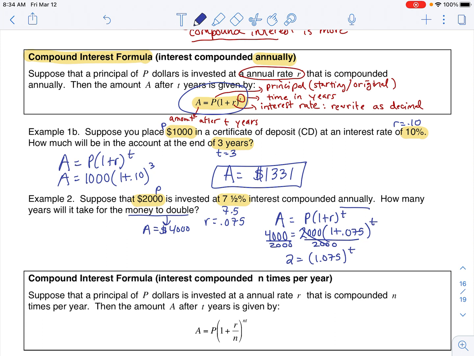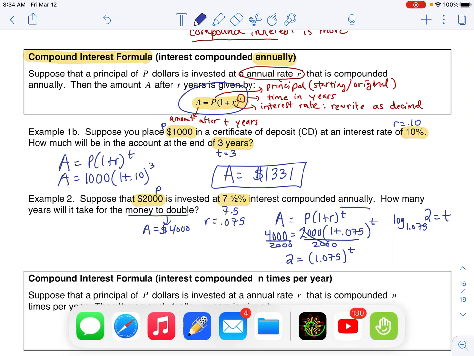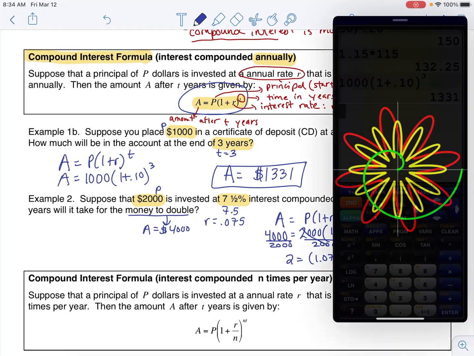So now I would just use a log, right? I would rewrite this exponential equation in order to get your variable out of the exponent. You're going to switch from exponential form to log form. So I'm going to rewrite this as a log. So this is now going to become log base 1.075 of 2. That's going to equal t. I'm just switching forms.